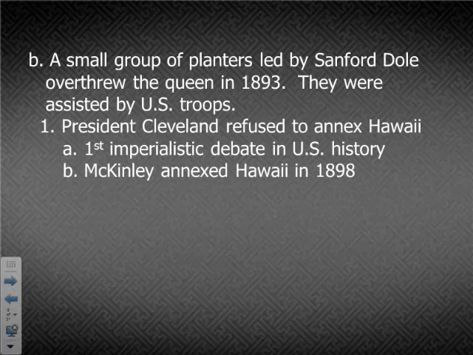Grover Cleveland was defeated. McKinley, a Republican president, saw the need for maybe some U.S. presence in the Pacific, saw it maybe as a strategical place for a naval base, and so McKinley ended up annexing Hawaii in 1898, and that is how the United States acquired Hawaii.